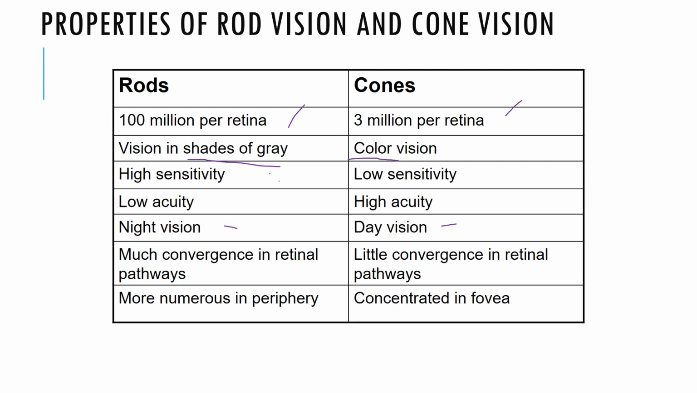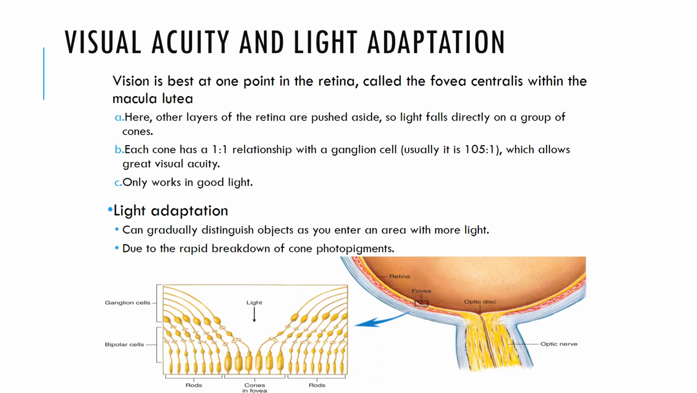And then rods, in order to have visibility at night, have a lot of convergence, whereas cones, for acuity, have little convergence. Rods are distributed more within the periphery of the retina, whereas the cones are more centralized within the fovea of the eye. So we have the greatest visual acuity and light adaptation found within the fovea of the eye. This is also known as the fovea centralis within the macula lutea.